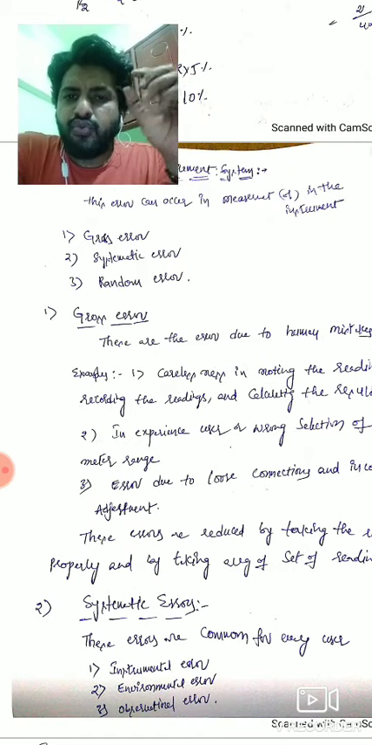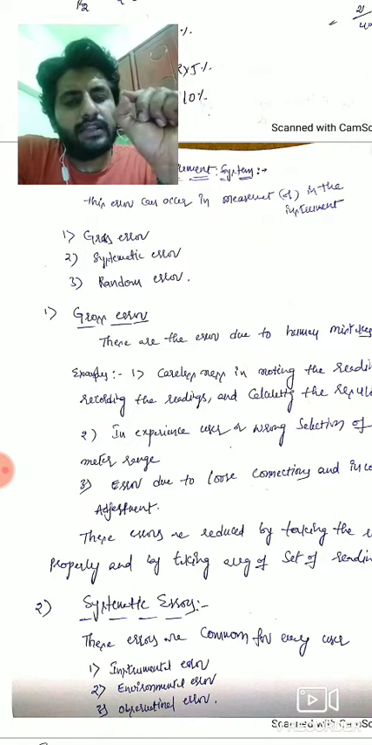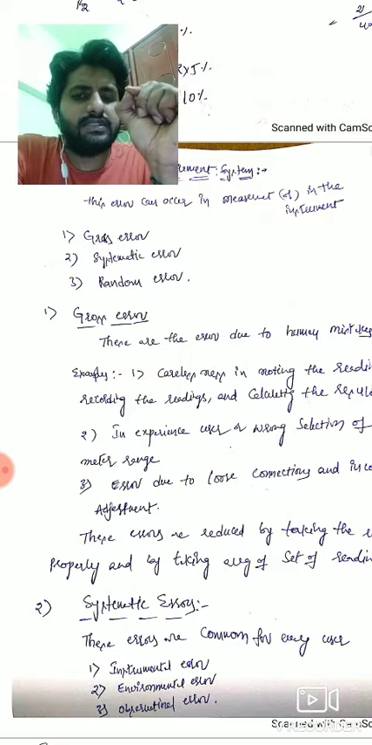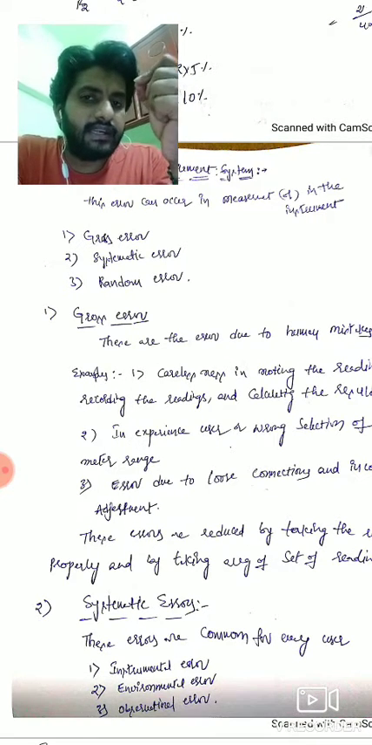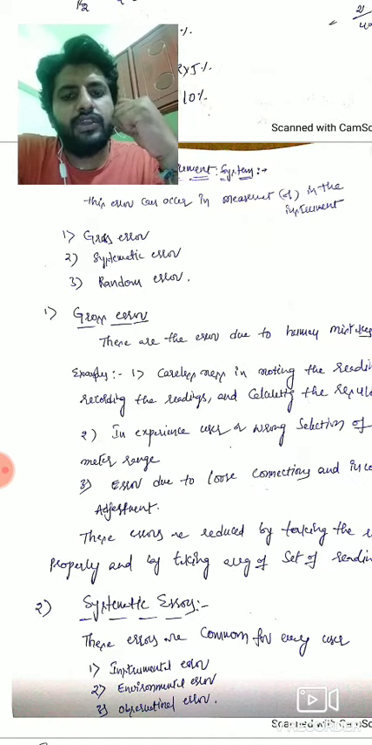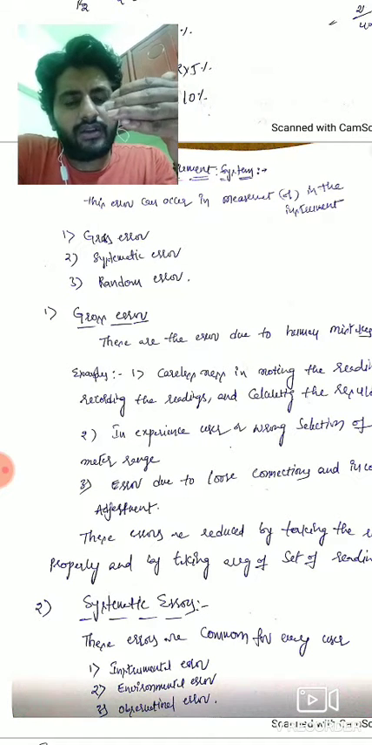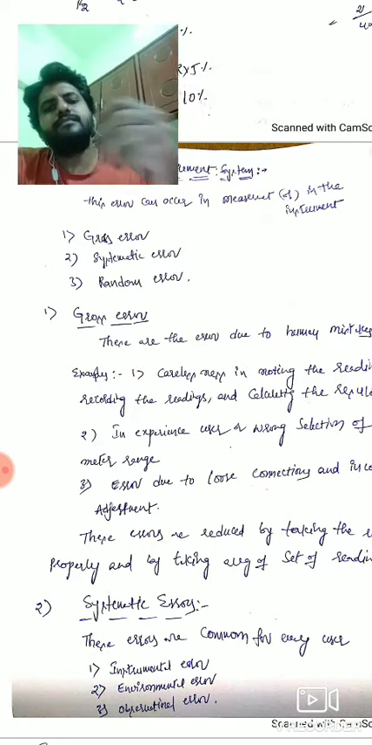And the errors due to loose connection. If the instrument has some loose connections and you take the readings, definitely the instrument will lead to some error. So these types of errors can be called gross errors.